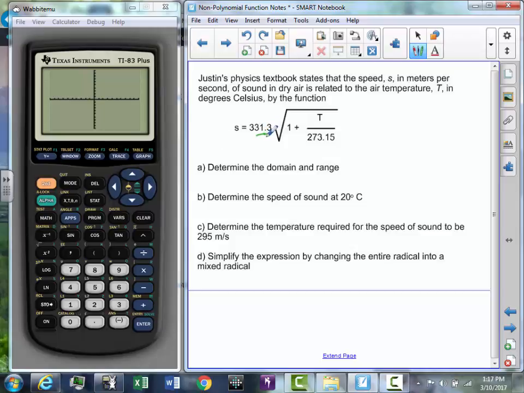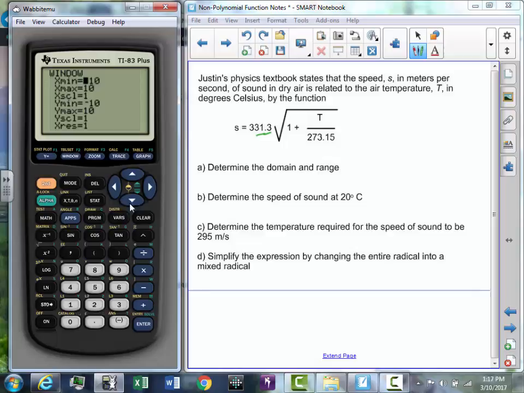So maybe we shouldn't go from 0 to 10. Maybe we should be going on our window size from 0 to at least 300, if not more, right? Let's go to maybe 3,000. There's the first thing we should change, just because we know intuitively the graph is much taller.